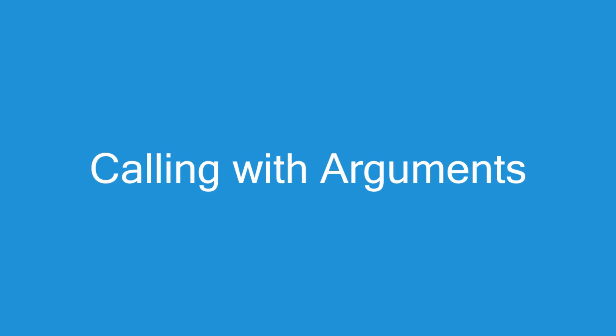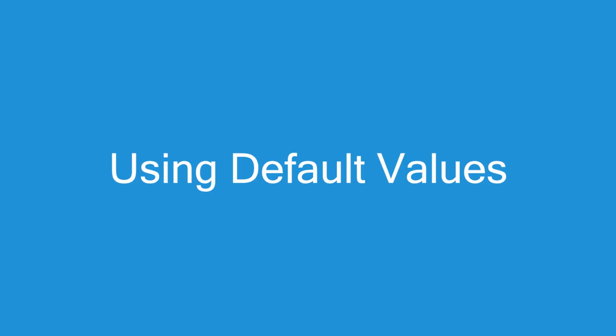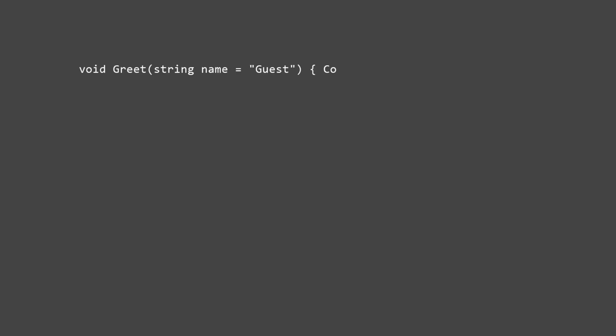Calling with arguments. Arguments are the actual values you pass to parameters when calling the method. Using default values. You can assign default values to parameters, making them optional during a method call.